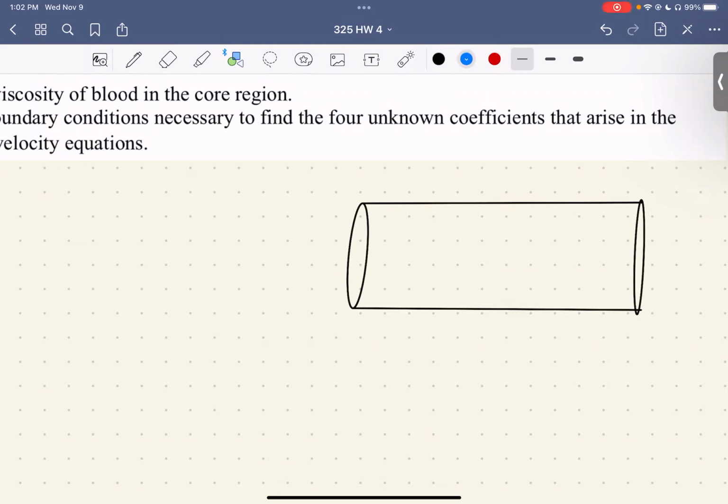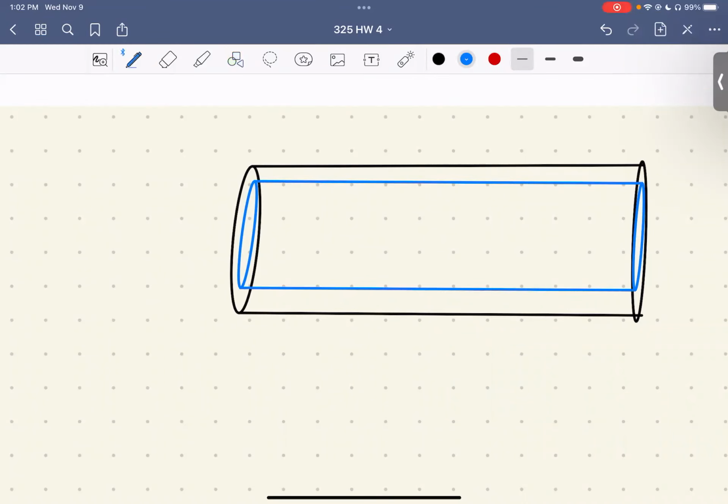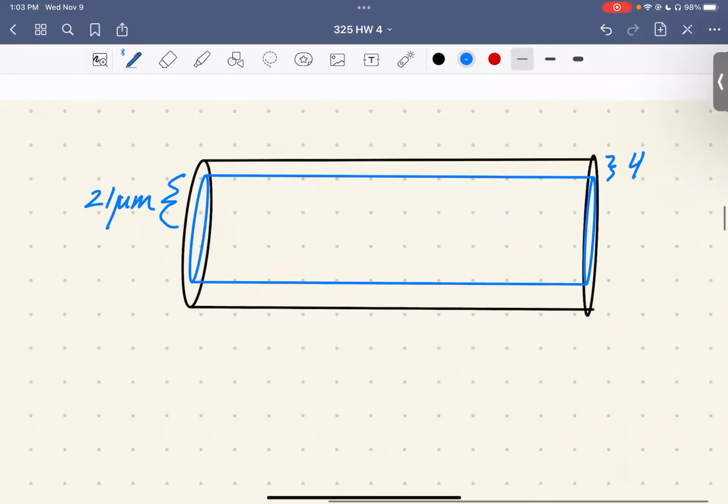Great. And then we essentially have a smaller tube inside. Sorry for my drawing skills. Great. And essentially, this is our core, and the blue is our core blood region. And we know from the prompt, it says 21 micrometers is the radius. And then we know that right here, this thickness is 4 micrometers. And then we have blood flow this way, out that way.